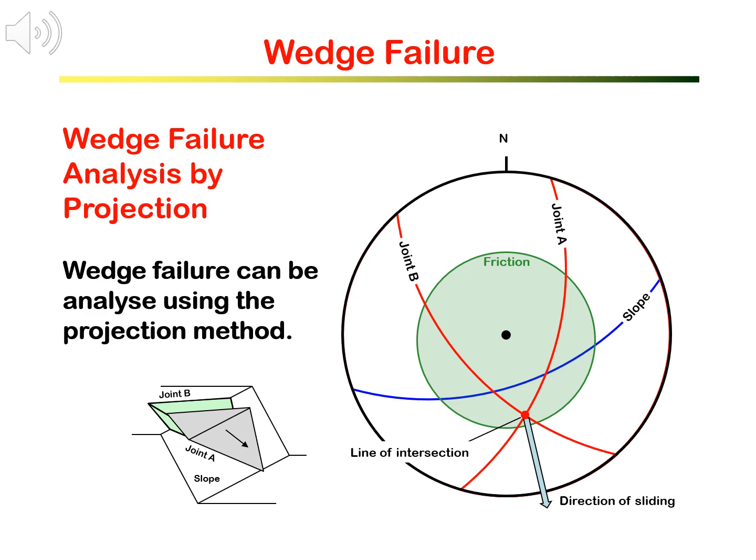The red dot is on the same side of the slope and has a smaller angle. Therefore, the line of intersection daylights on the slope. At the same time, you also see that the dip angle of that line of the intersection is higher than the friction angle. The result is that the wedge will slide down along the line of intersection.